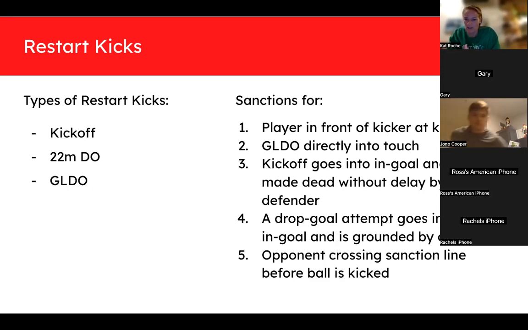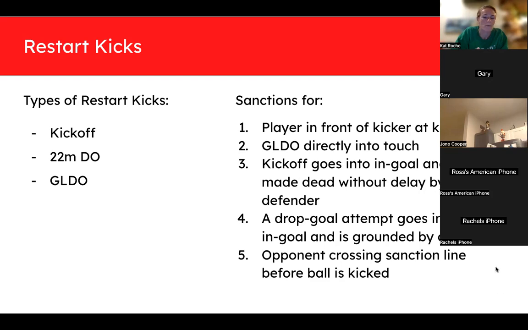All right, number 3. Kickoff goes into in goal, is made dead without delay by a defender. Kicking off, rolls into in goal, defender grounds it, makes it dead. Scrum at the 50, or re-kick. Cool. Yes. You can have the scrum, or you can have the re-kick. The more fun is just looking at what these options are.